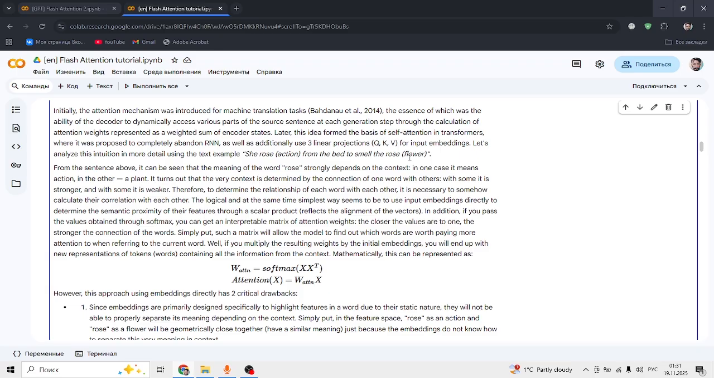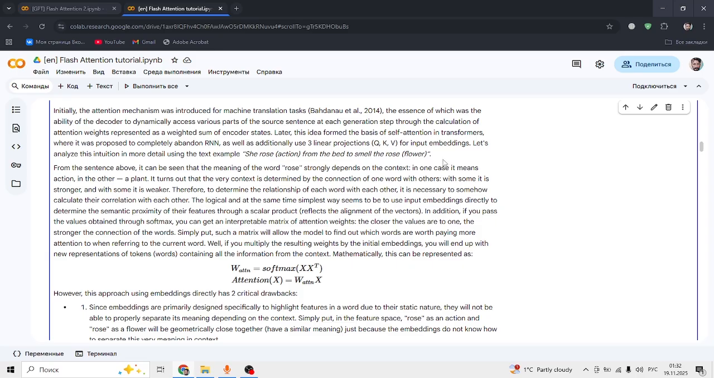And this meaning of the word rose strongly depends on the context. So in one case, as I said, it means an action, in another one a plant, and this context is determined by the connection of one word, for example this word, with other words. And this is the main idea of the attention mechanism.